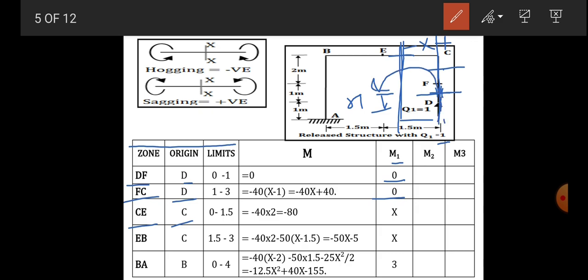and if you rotate about the vertical, it will rotate in an anti-clockwise sense, or sagging is there, so positive side. So 1 into x becomes plus x. Now next is EB zone.